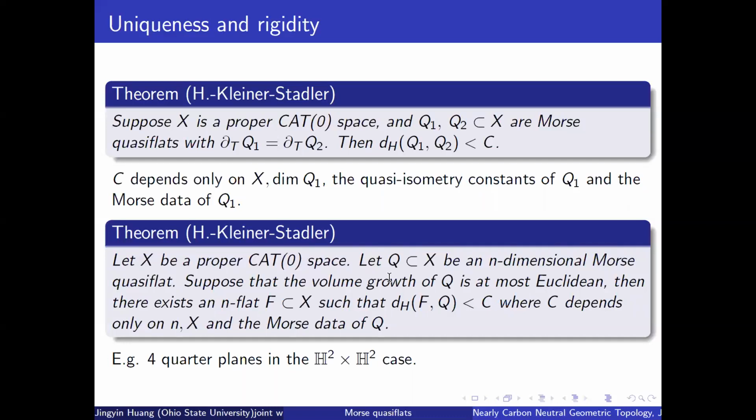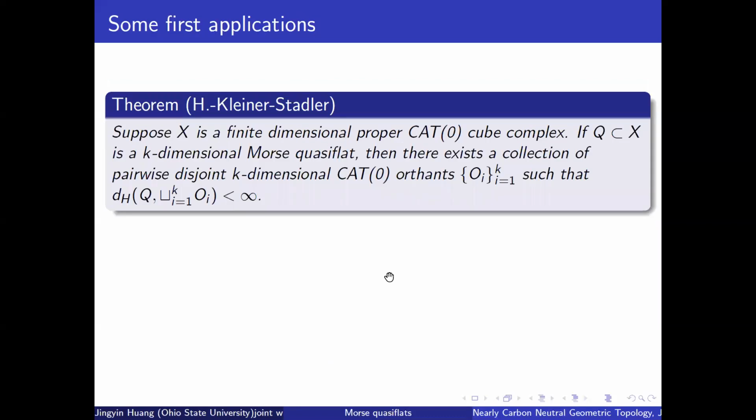Now let's talk about some first applications. These two theorems are going to be immediate consequences of what we already have before, and this gives rise to some nice structural results on CAT(0) cube complexes. We take X to be a finite dimensional proper CAT(0) cube complex. Then we can conclude that every k-dimensional Morse quasi-flat is basically Hausdorff close to a collection of CAT(0) orthants.